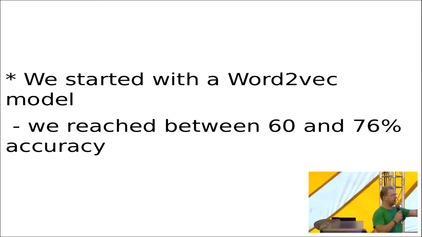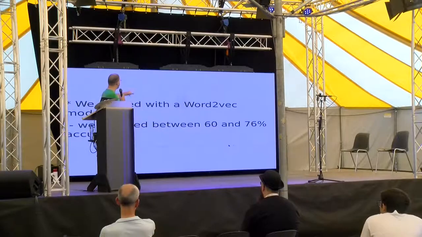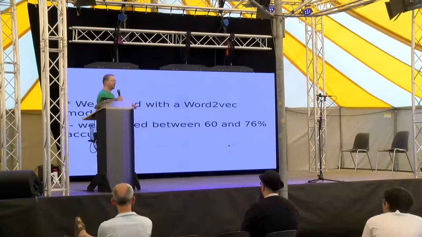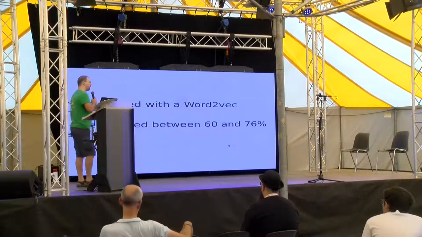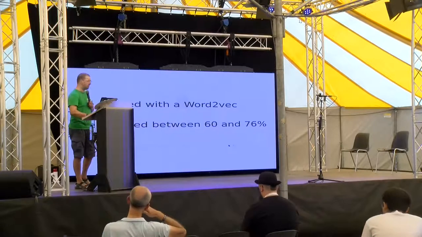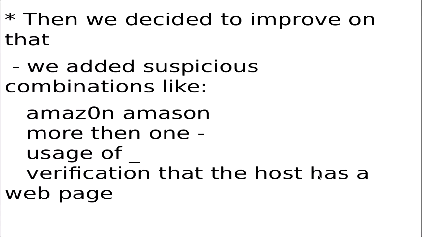While Amazon.co.uk.something.something obviously is phishing. So we decided to start with Word2Vec. Word2Vec is representing a sentence, creating a number from each word and creating a vector from these words. So we can actually check if this domain is similar to something that we consider bad. Unfortunately, we were not very successful with that. It was only 60 to 76 percent accuracy. So we decided to switch to something else.